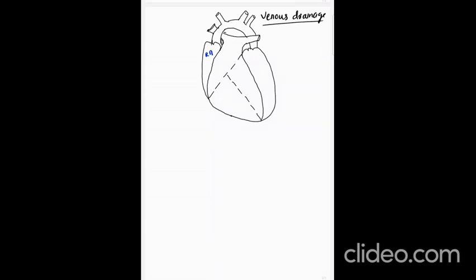Hello, in this video we are going to learn the venous drainage of the heart. The venous blood from the heart is drained into the right atrium, and the largest vein of the heart is known as the coronary sinus. I told you, it is the largest vein of the heart.